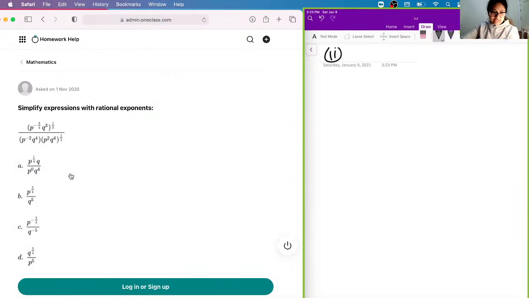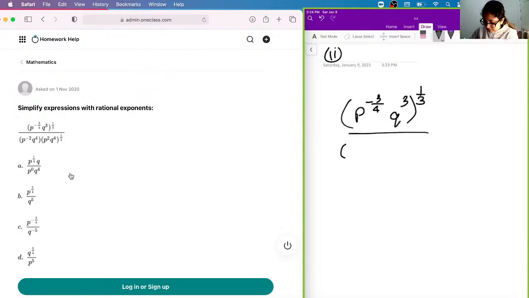Okay, so our next question says simplify expressions with rational exponents. We are given the options here, and we're supposed to figure out which one it resembles. Given this expression, we have p to the power of negative 3 over 4 times q to the power of 3, and this is all to the power of 1/3.